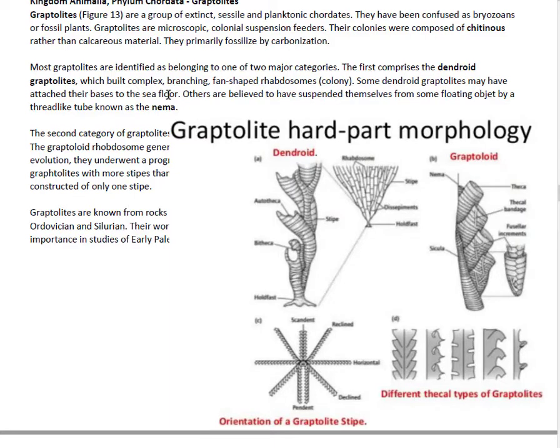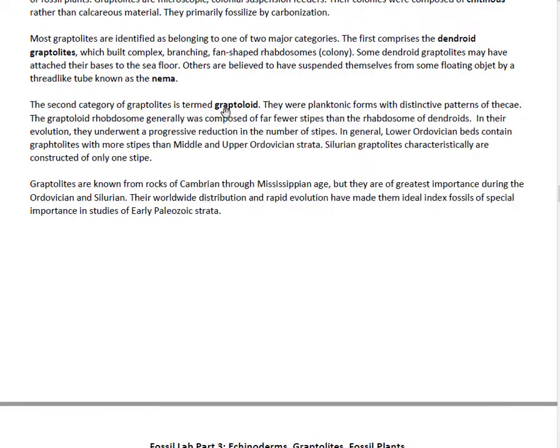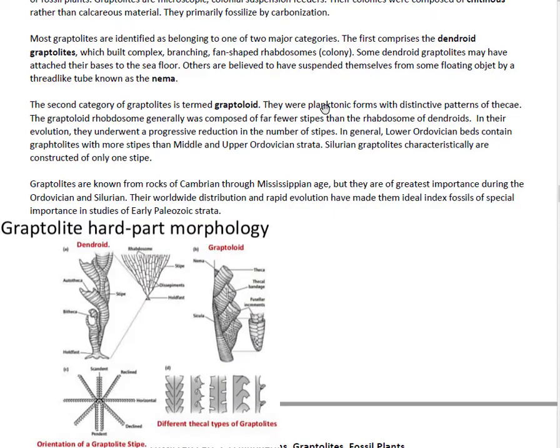And again, they're going to be attached. They're the ones that are going to be sessile, and they're going to use this thread-like nema to attach themselves to some substrate, or even something that's floating around that they can attach themselves to. And the other group are the graptoloids, and they're the ones that are planktonic, and they have the distinctive pattern.